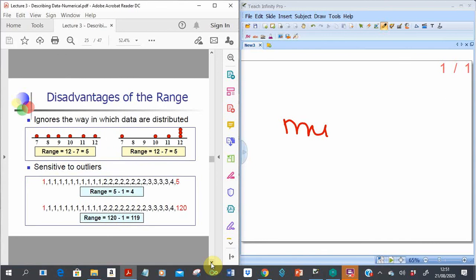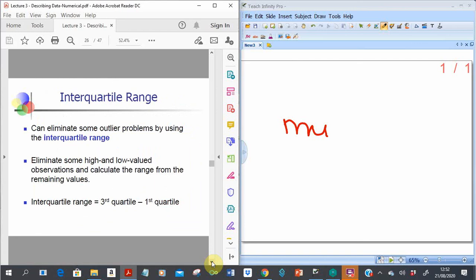Okay, so we have some disadvantages there. It ignores the way data has been distributed. So you can see there you have this data set there, 1 each, and there you have 12, but then the range still is the same. It is sensitive to outliers. If you have a big number at the end, then you find that your range is 119. But when you just have a smaller number that is close to these values, you just have a range of 4.